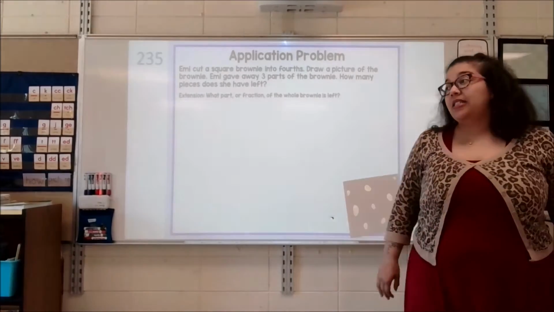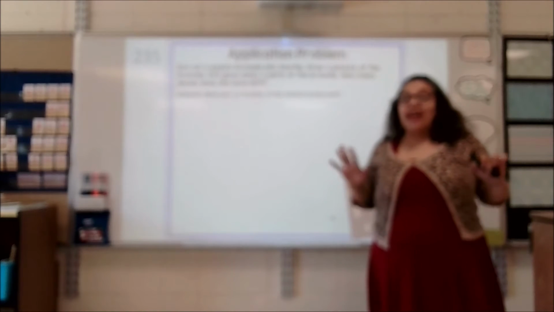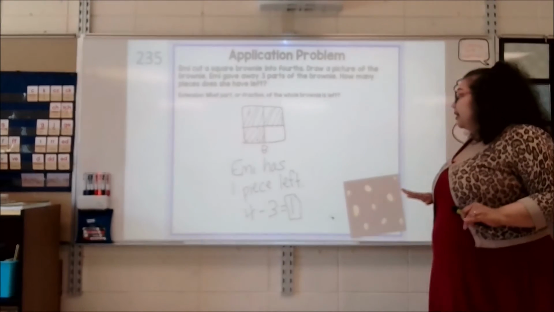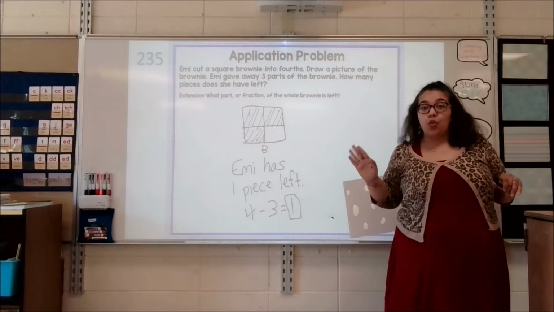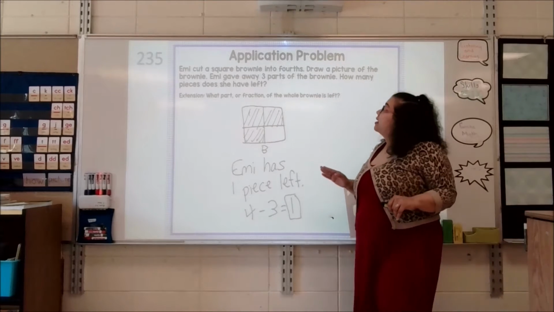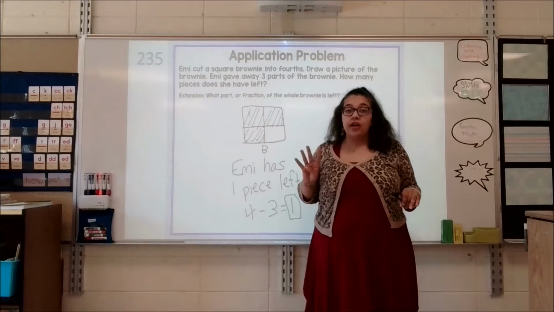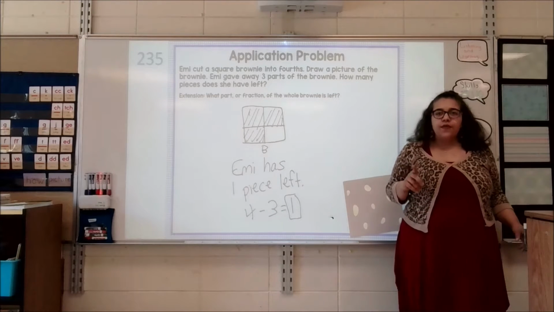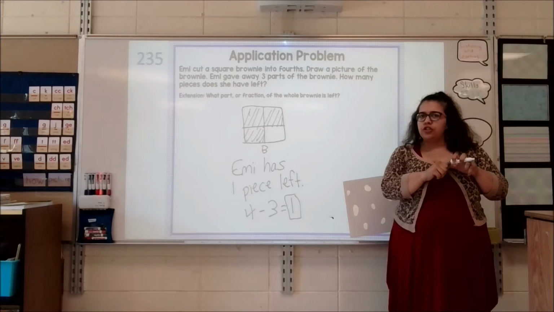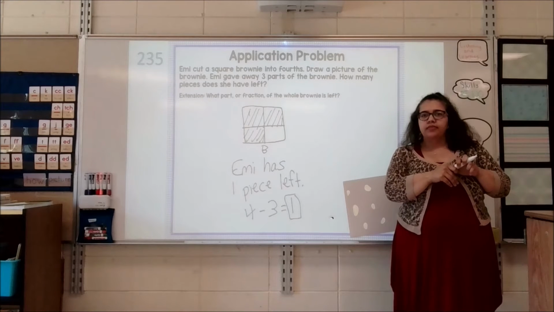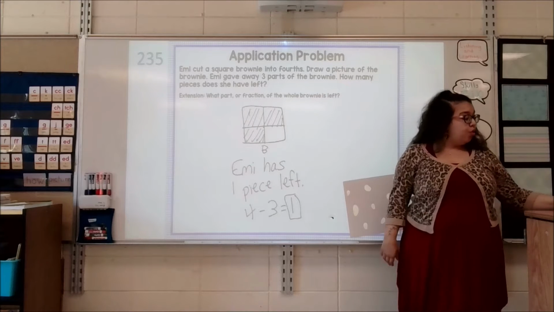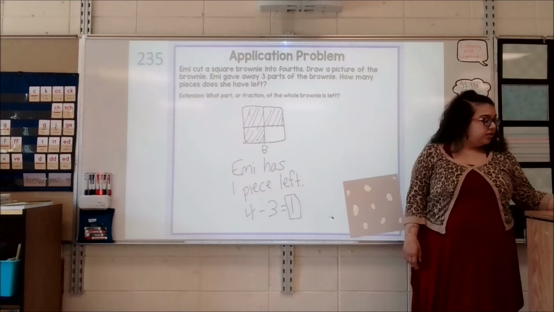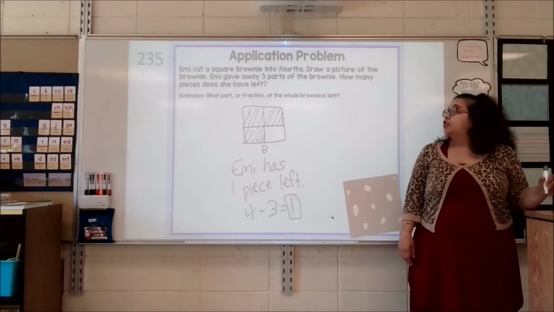Okay, so this one wanted us to draw and show what's happening. In this case, we have a square brownie and it is cut into fourths, meaning there are 4 equal pieces. What is the other word for fourths? Quarters, yes. Fourths are also called quarters. Excellent.